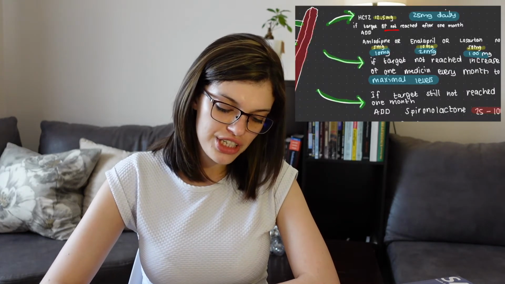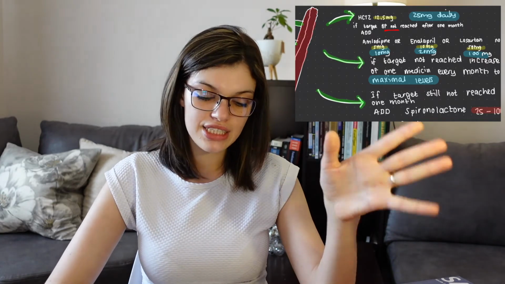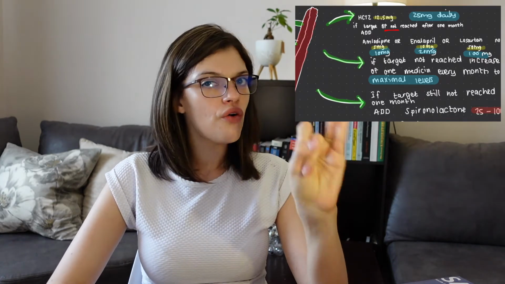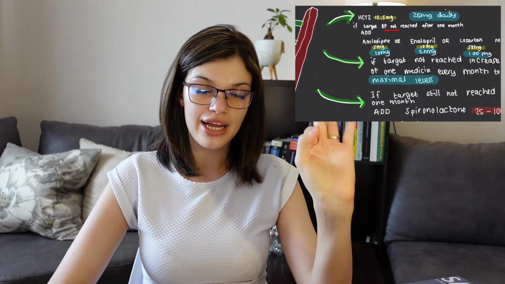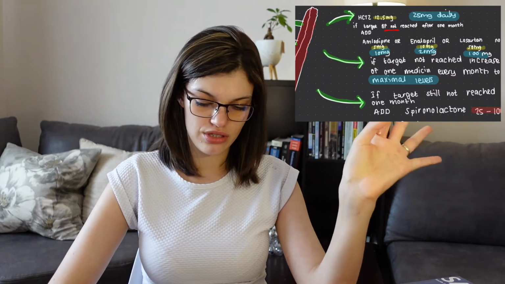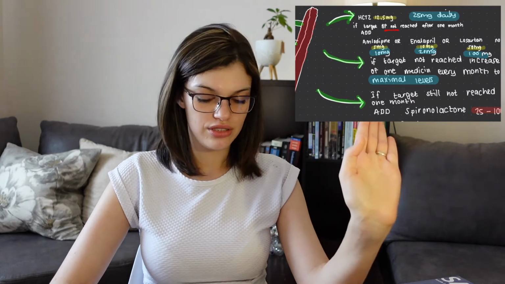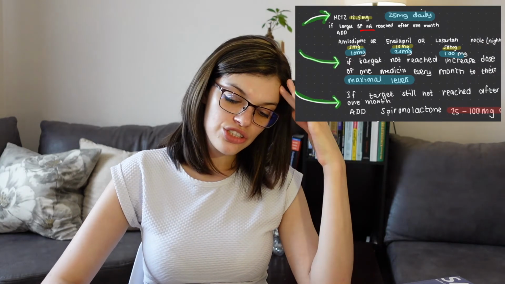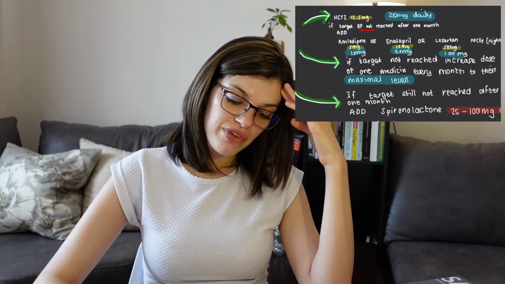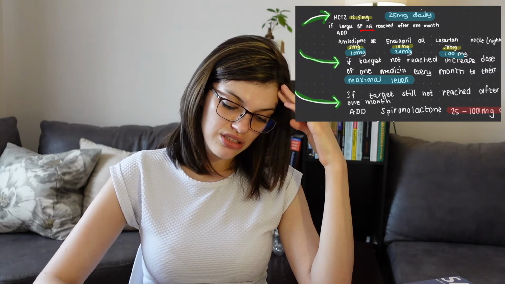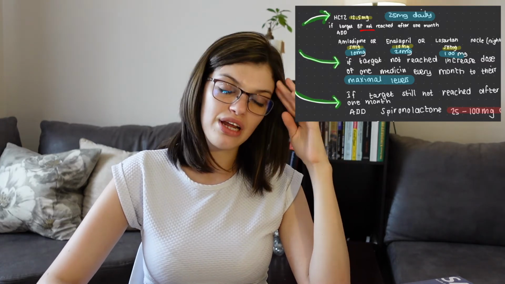Usually starting off with hydrochlorothiazide in the lowest dose, which is 12.5 milligram. If the target blood pressure is not reached after 1 month, we add the following: amlodipine or enalapril or an angiotensin receptor blocker like losartan. And we're gonna also give it in the lowest possible dose. Okay. If the target is not reached, increase the dose of one medication every month to their maximum levels.